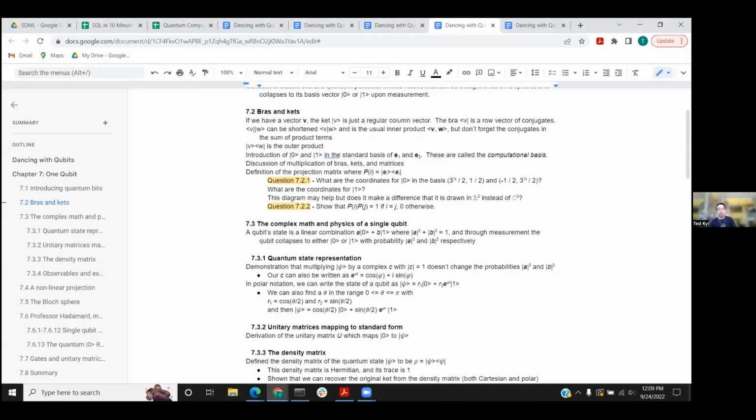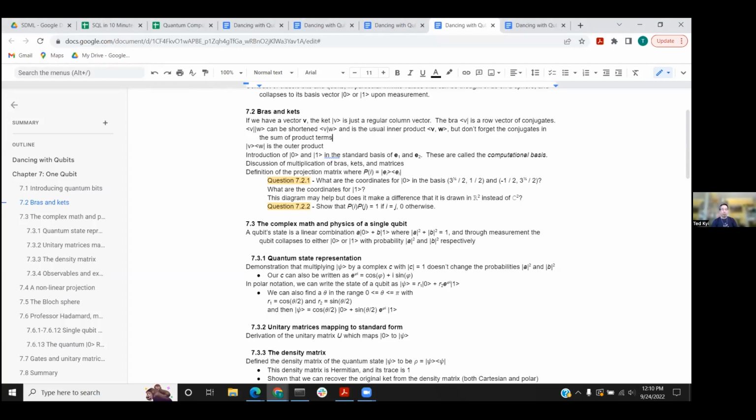Hi, everyone. So last time we were talking about chapter 7, talking about qubits and the math behind the complex state of a qubit. And we didn't finish the chapter, so we're going to pick up where we left off and then move into chapter 8. Chapter 8 is pretty short, so we may or may not finish it.